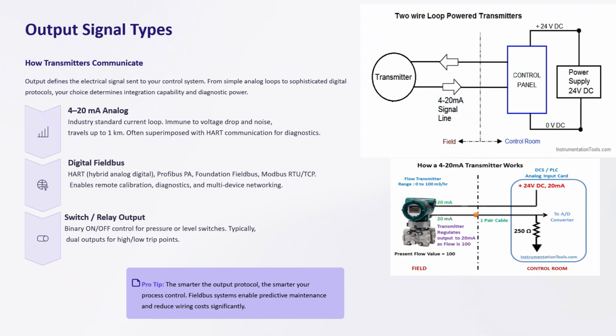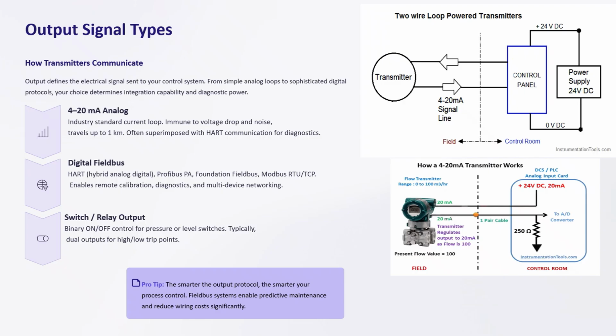Voltage output, 0 to 10 volts or 1 to 5 volts. Voltage outputs are usually used in laboratories or low-noise environments. They're more sensitive to signal drop over long distances, so they're mostly found in OEM equipment or HVAC control systems.